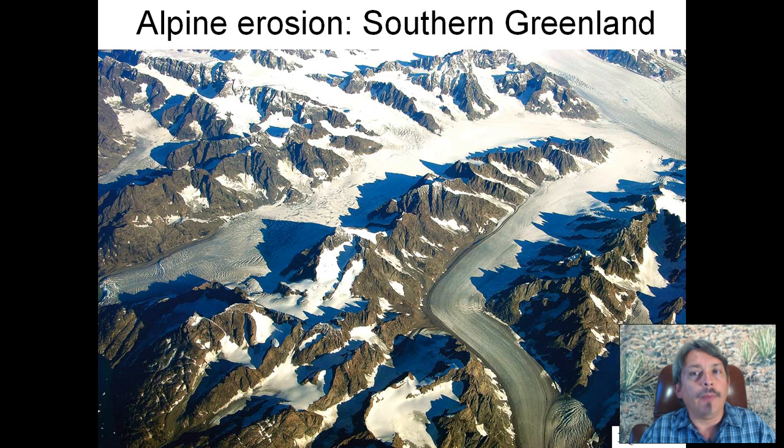Here's what alpine erosion looks like in an aerial view. You can see the glaciers are flowing. I'll point out in which direction they're flowing, and you can tell right here it's flowing in this direction, this one. And it carries so much moraine with it, it's even becoming discolored. This one is probably flowing in this direction here.